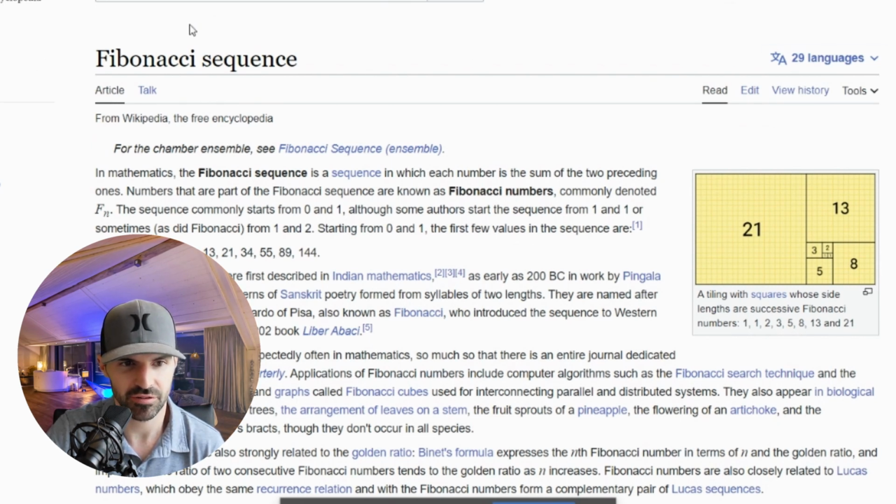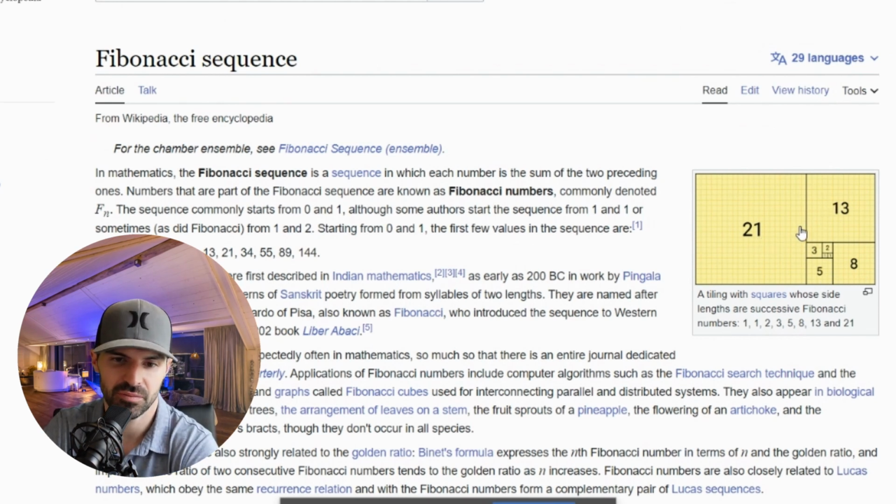This is from Wikipedia, Fibonacci sequence. As you can see from this diagram, the sequence starts with 1, 1, and then it goes to 2. What it's doing is adding the previous number to the existing number. So 2 plus the previous number, which was 1, gives you 3. 3 plus the previous number, which was 2, gives you 5. 5 plus 3 gives you 8. Then 8 plus 5 is 13, and 13 plus 8 is 21. That's exactly how they come up with the number sequence.